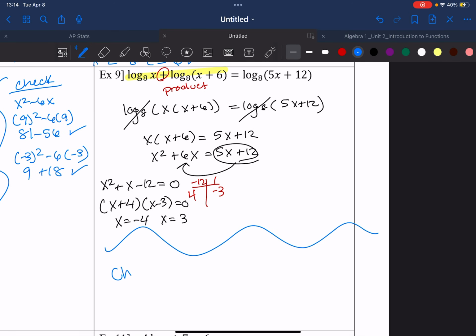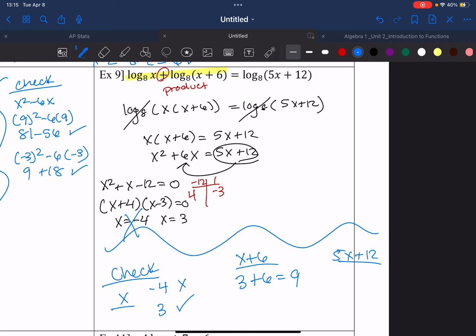Then I check. And I check with x, x plus 6 and 5x plus 12. So for x, well, that's negative 4 and that one's 3. That doesn't work and that's okay. So cross off x equals negative 4. Now I'm still checking x equals 3. 3 plus 6 equals 9. Good. 5 times 3 plus 12 is 15 plus 12. That's good. So our answer is x equals 3.